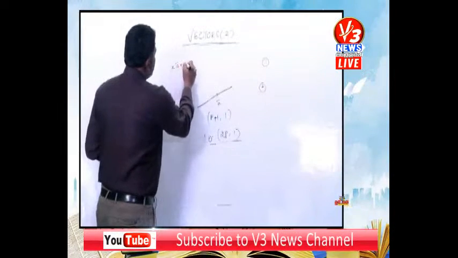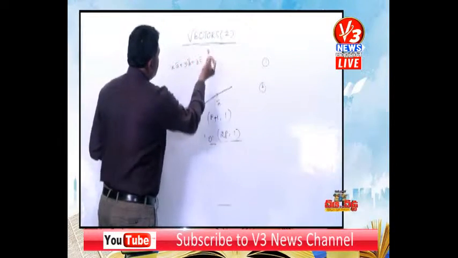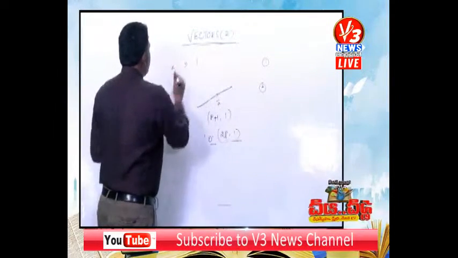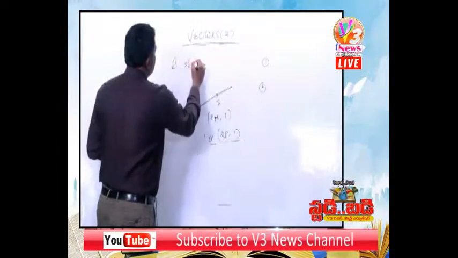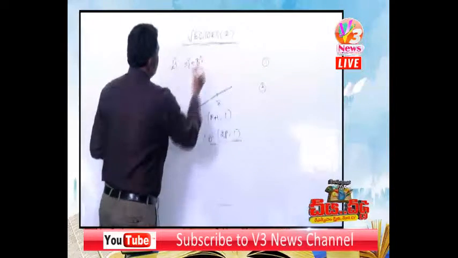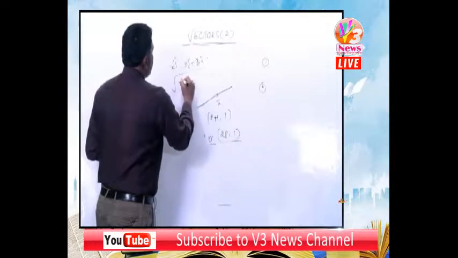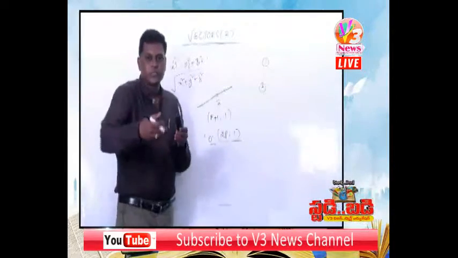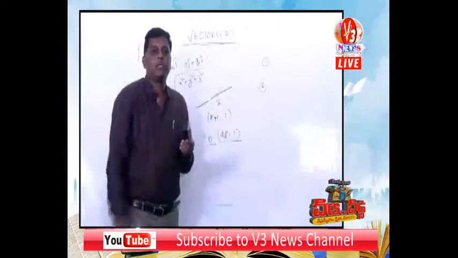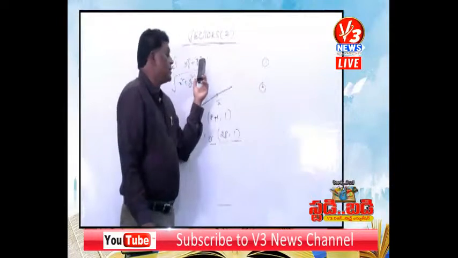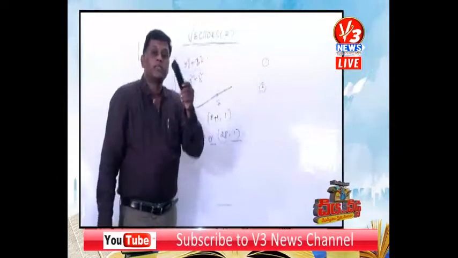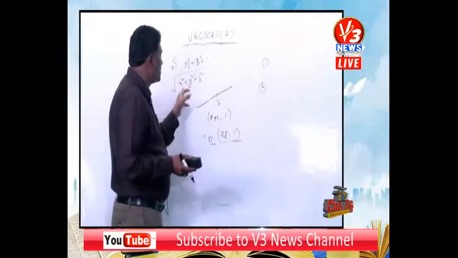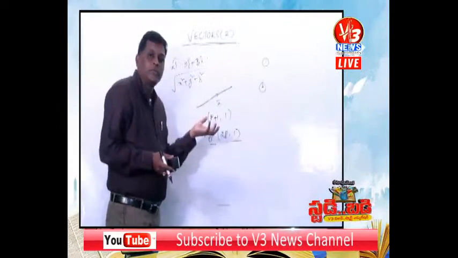Try to recollect: if x a bar plus y b bar plus z c bar, or x i cap plus y j cap plus z k cap is a vector, then its magnitude will be under root x square plus y square plus z square, the distance from the origin to the point whose coordinates are x, y, z. The distance, this OA bar, will give you under root this one, which is the magnitude of that vector.